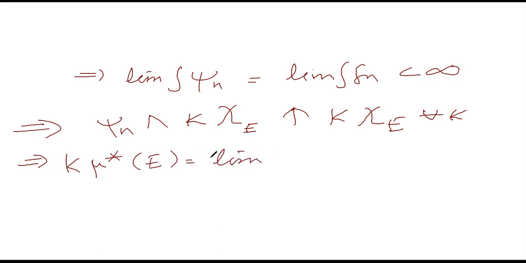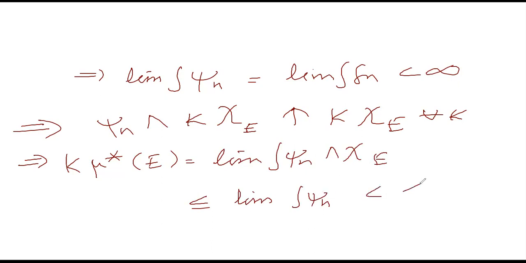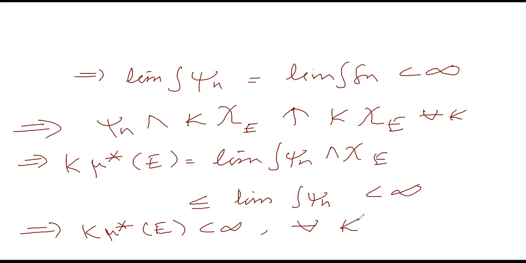So by one of the theorems, it is the limit of the integral of psi meet chi of E, but this is less or equal to the limit of the integral of psi, as psi meet chi E is less or equal to psi. So this is finite. This one is already done. It's finite, which implies k times mu star of E is finite for all k. For all k, this is true. And this will give mu star of E must be equal to 0.